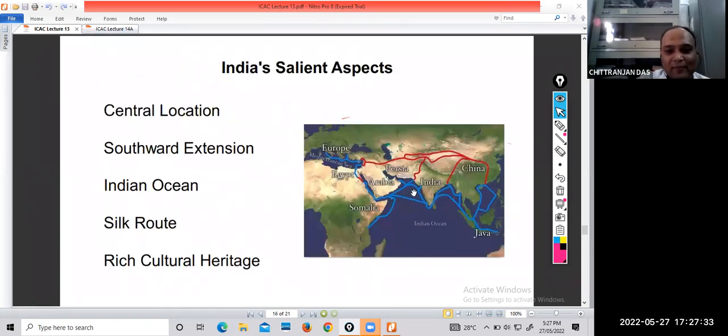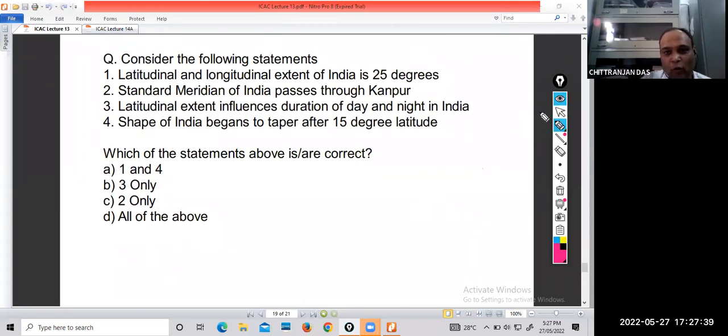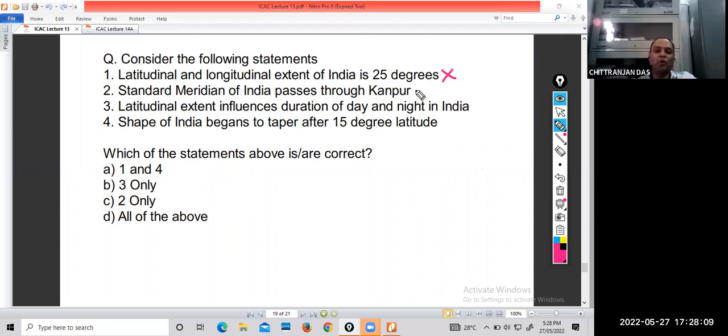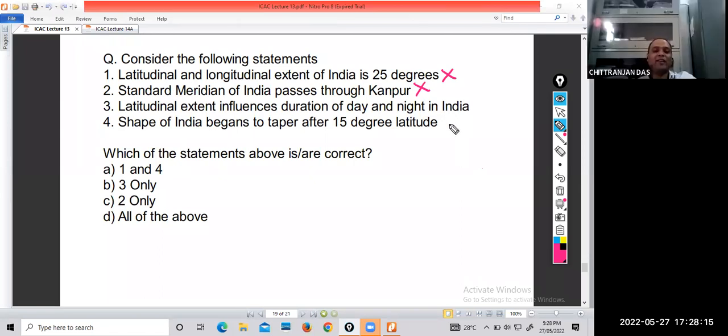Let us take it statement by statement. Who is going to answer, Vaishnavi or Mrunal? Tell me, is the first statement correct or incorrect? The latitudinal and longitudinal extent of India is 25 degrees. Incorrect. It is wrong. Second statement, the standard meridian of India passes through Kanpur. Wrong. Third, latitudinal extent influences the duration of day and night in India.